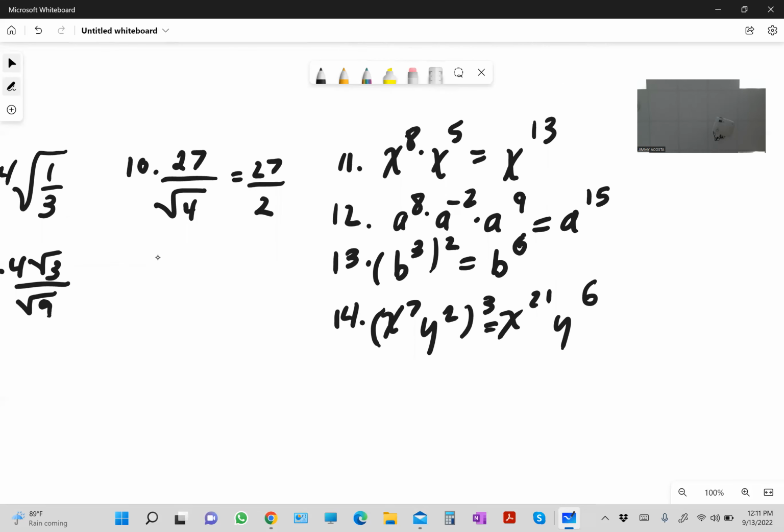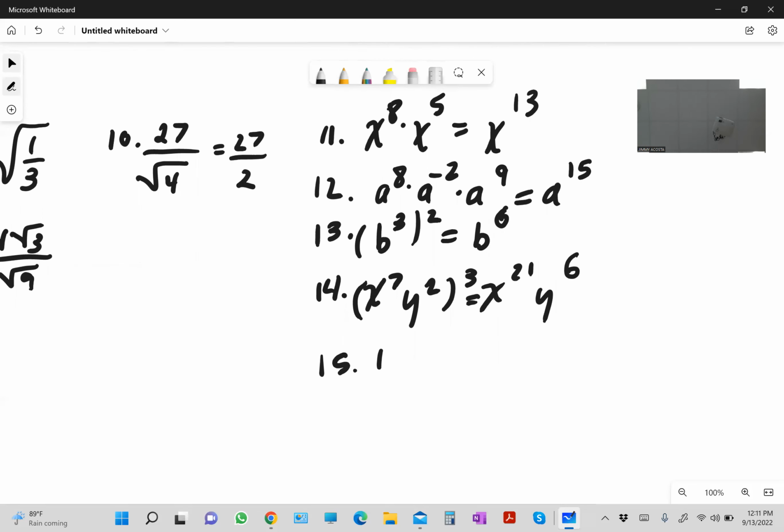And then you got 15, which says 16 h to the 10, and I'm going to write it in a fraction already, 8h to the 3rd, so divided by that. So 16 divided by 2 is 8, and then you got h to the 7th, because in this case, you're going to subtract the exponents, as we know from our rules.